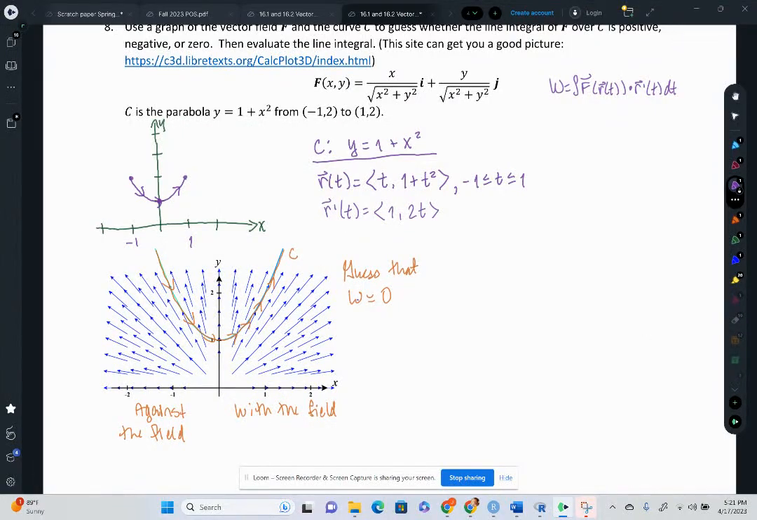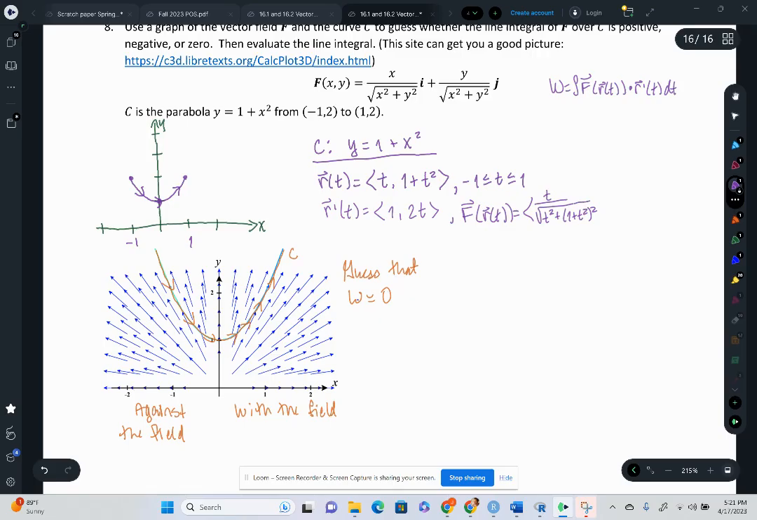And then we need f of r of t, right? So f of r of t. The first component, I replace the x's with t's and the y's with 1 plus t squared. So I get t over the square root of t squared plus 1 plus t squared all squared. Second component, I replace y with 1 plus t squared. And in the bottom, I have a t squared plus a 1 plus t squared all squared. That is my vector field.